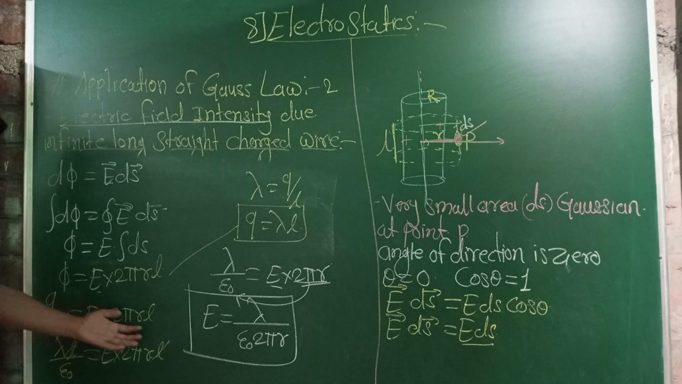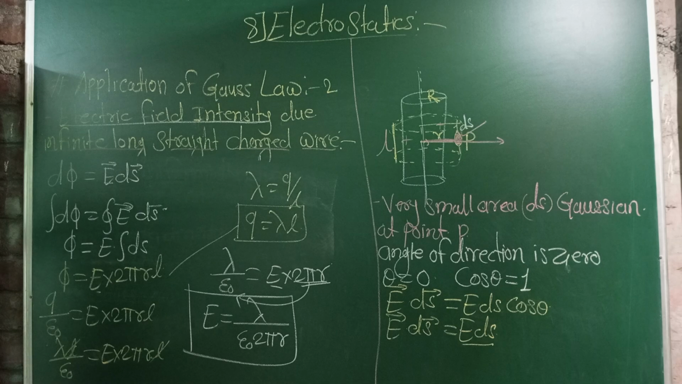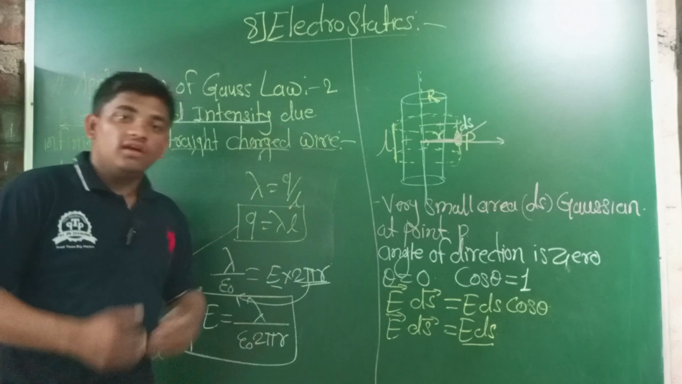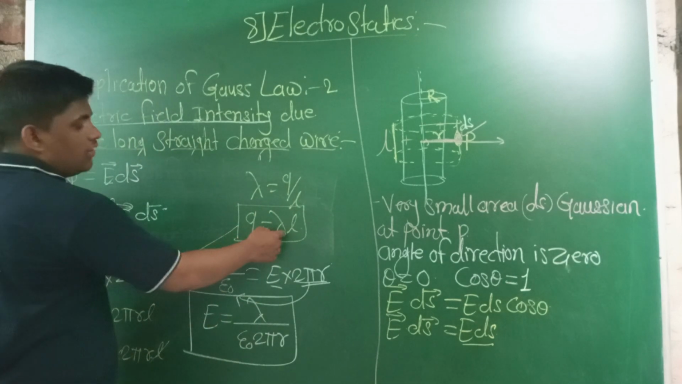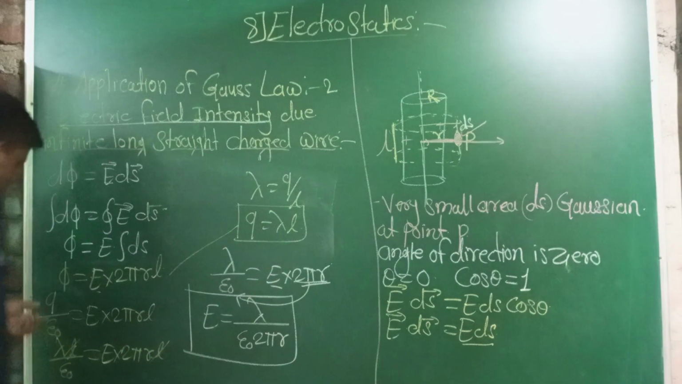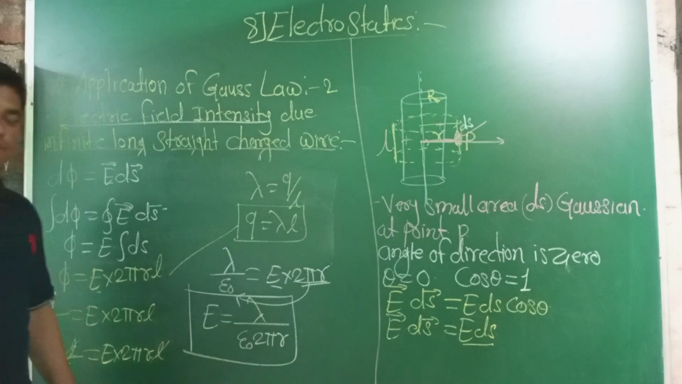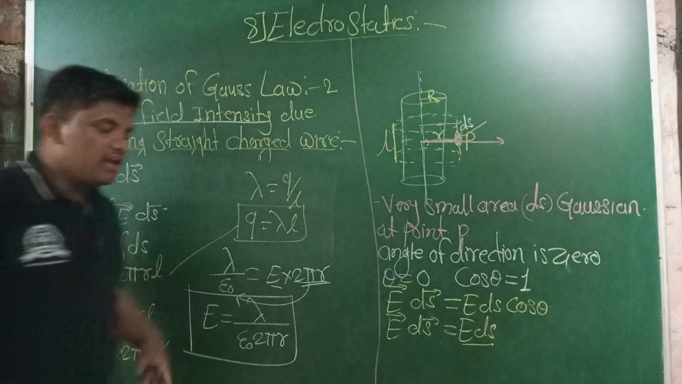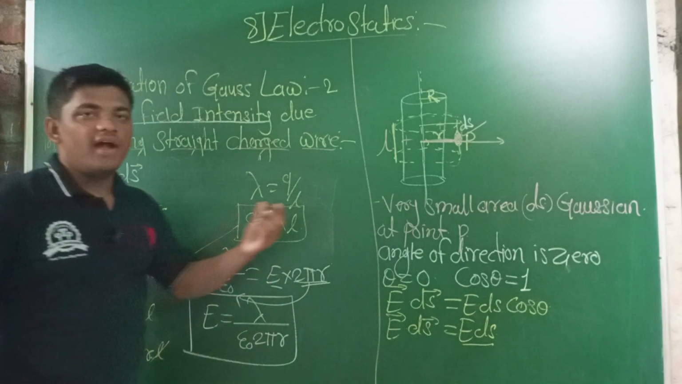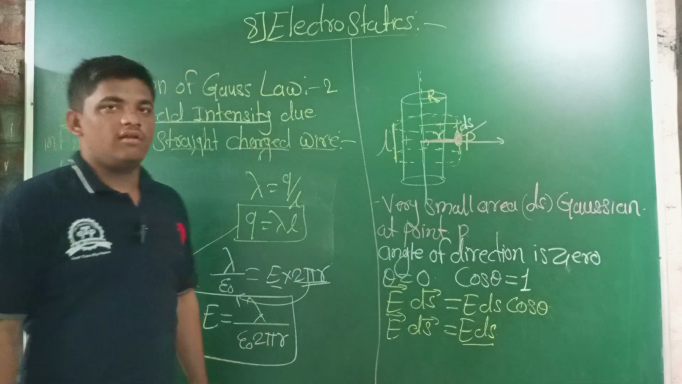Then by the Gaussian theorem, that is Q upon epsilon 0 equal to E into 2 pi r into L. The linear charge density is equal to charge upon length, so Q is equal to linear charge density into the coaxial length. We substitute this value into the equation, get another equation, and find the electric field intensity. This is most important for finding the electric field intensity of an infinitely long straight line charged wire. Okay, let's stop here.